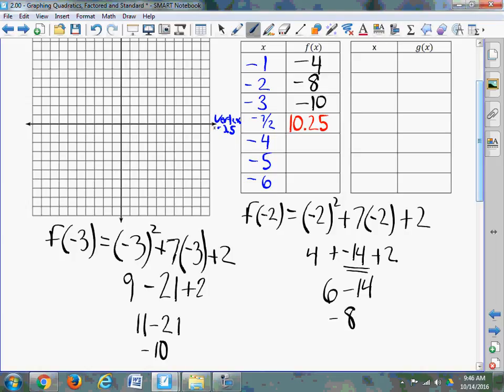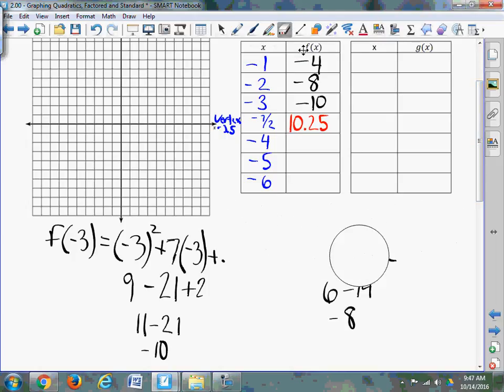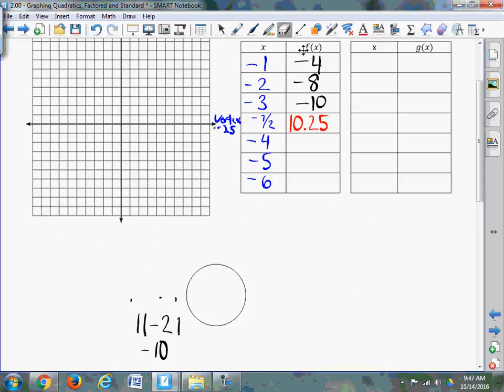All right, what's going to happen with the rest of the table, we should anticipate with the parabola is there's symmetry about the vertex. And since this is at -7/2, then it's going to be the same distance for these other three down here, so they should be the same. So when we evaluate -4, -5, and -6, we should get the same values.